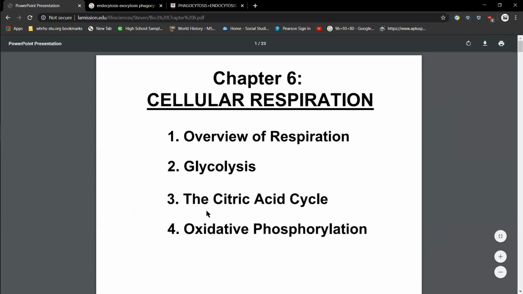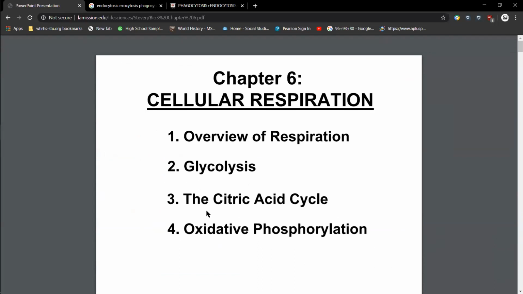So cell respiration, right? If you remember, we said that mitochondria create energy from sugars. So now we're going to talk about the specific process by which they do this.